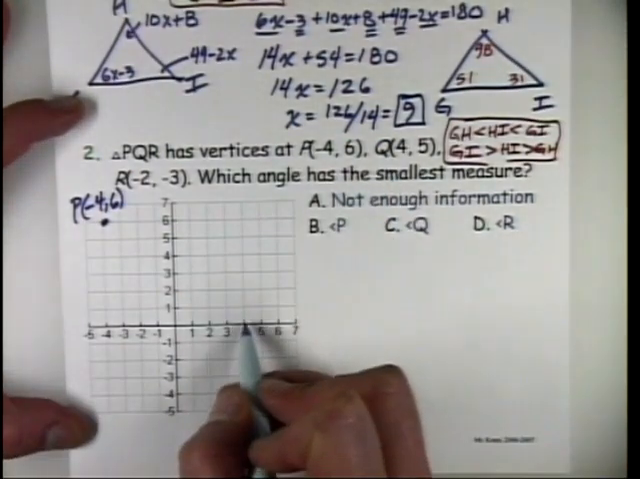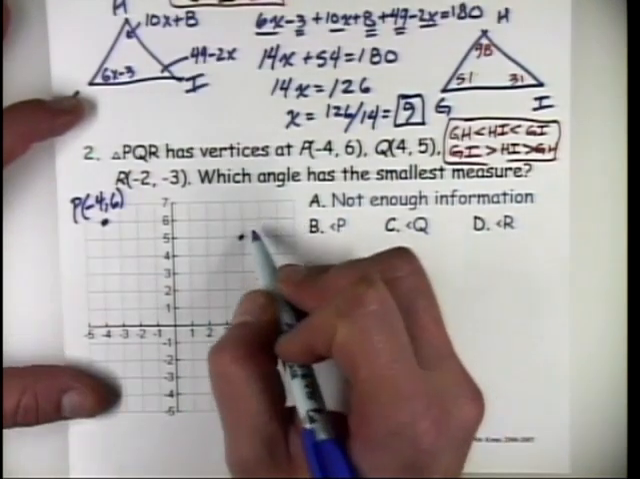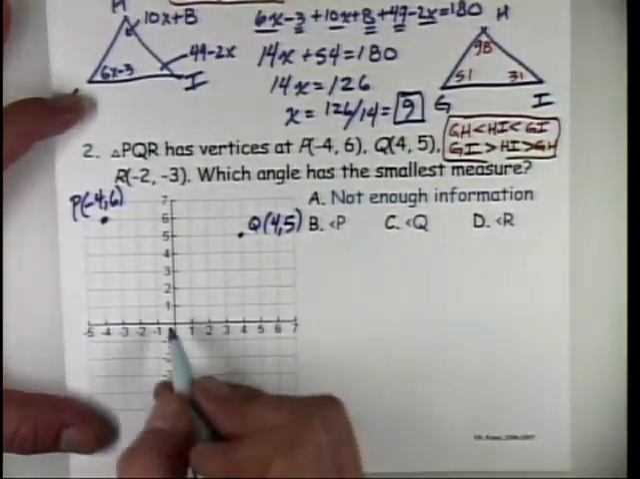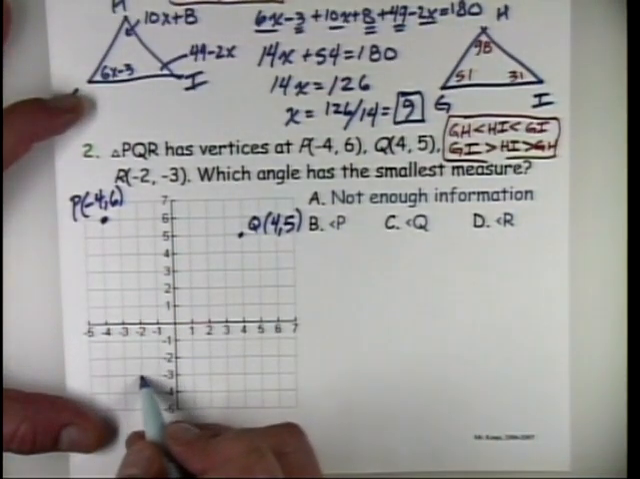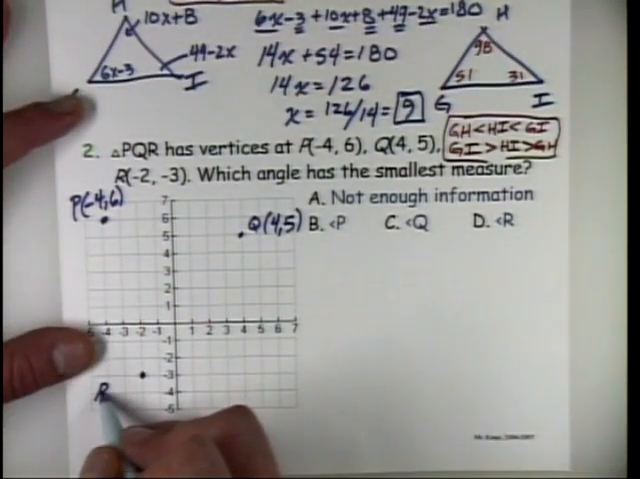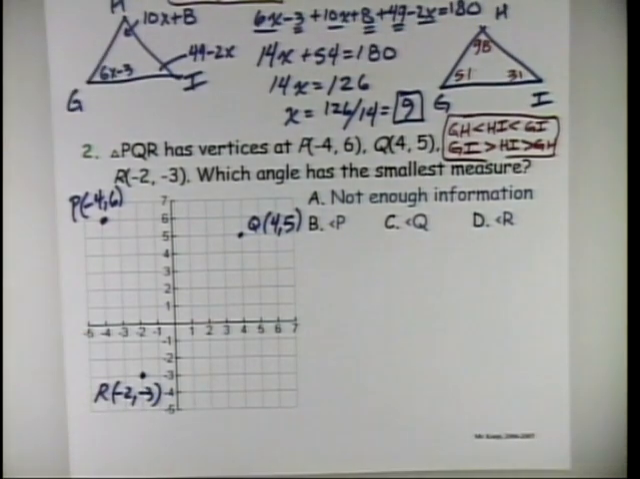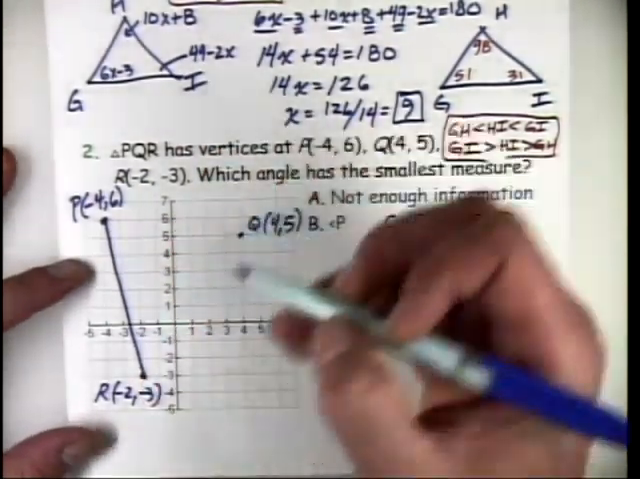Point Q is the point 4, 5, which will be right in here, and label it Q and call it 4, 5. And then finally, R is -2, -3, which puts me down here in quadrant 3. Again, labeling it as R and putting the coordinate next to it. Now, all I have to do is connect the dots here with a straight line, which I'll freehand here.